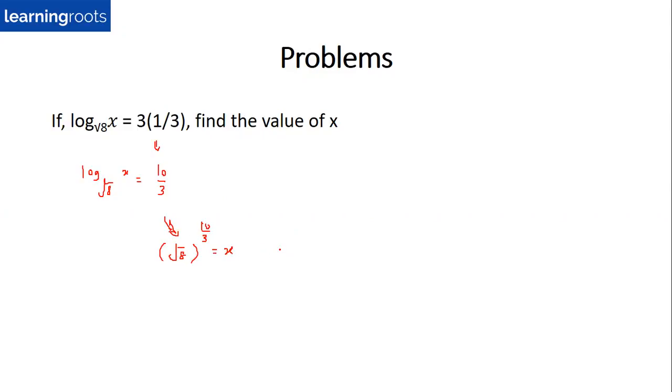So root 8 is nothing but, I can write this as 8 raised to 1 by 2. So I have 8 raised to 1 by 2, and outside the bracket I have 10 by 3.